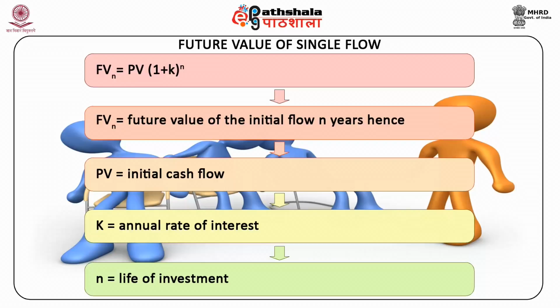(1 plus K) raised to power n represents the future value of an initial investment of rupees 1 at the end of n years at a rate of interest K, referred to as the future value interest factor, in short, FVIF. Thus, to calculate the future value of any investment for a given value of K and n, the corresponding value of (1 plus K) raised to power n from the FVIF table has to be multiplied with the initial investment.